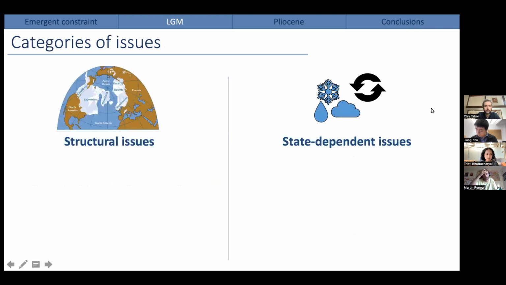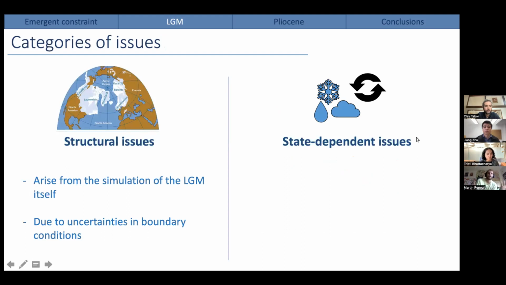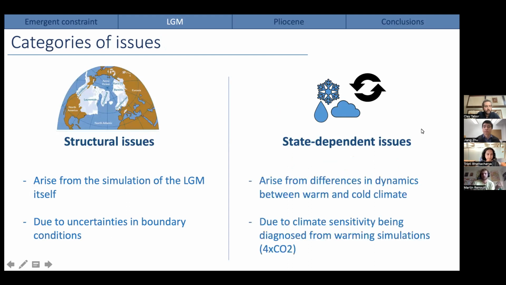And so instead, we looked at different issues regarding the climate of the Last Glacial Maximum, and we tried to categorize these issues into structural issues and state-dependent issues. Structural issues arise from the simulation of the Last Glacial Maximum itself, mostly due to uncertainty in boundary conditions. State-dependent issues arise from differences in climate dynamics that come from comparing warm climate and cold climate.